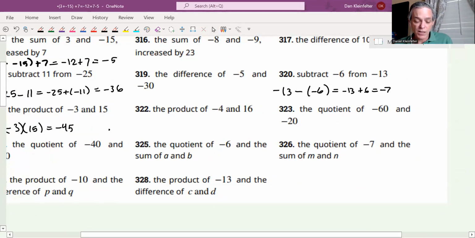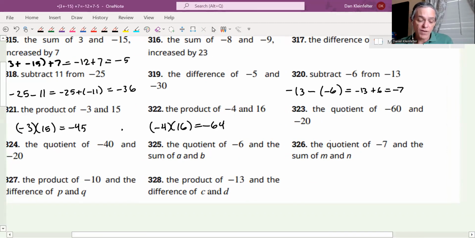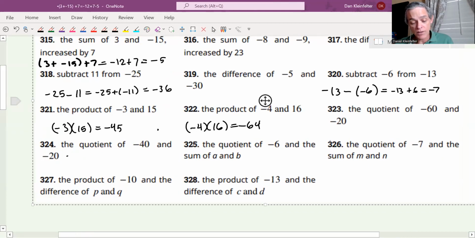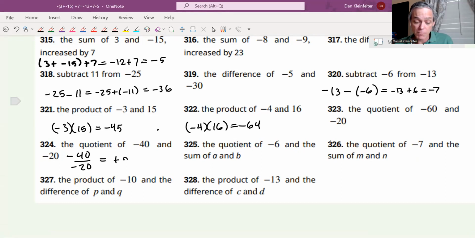Let's try 322 next. The product of negative 4 and 16 is going to be negative 64. Quotient means divide. We have the quotient of negative 40 and negative 20. Negative divided by negative, that will give us positive 2.